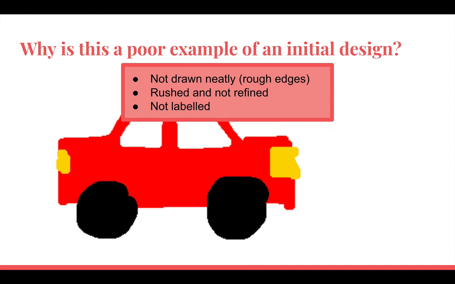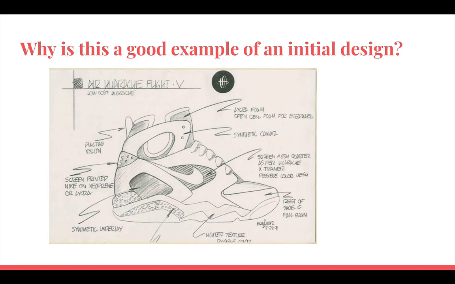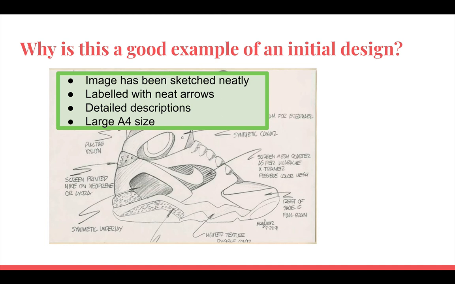So what could those things look like when they're done properly? Well, this is an example of a good initial design. Okay, as you can see, it's been sketched neatly. It's labelled with neat arrows, and the descriptions show the specific details of the actual design. Another side point that's worth noting is it's not tiny on a small piece of paper. It's actually been designed on a large A4 size.